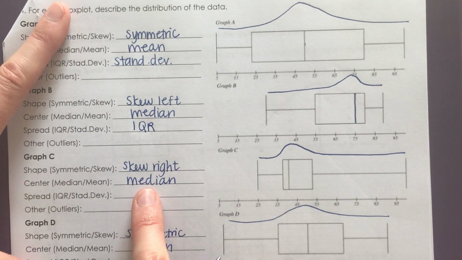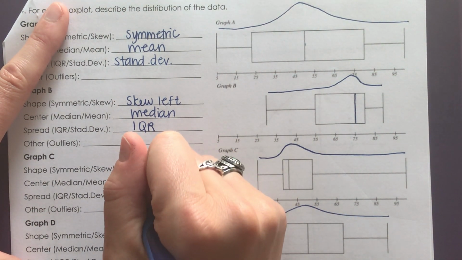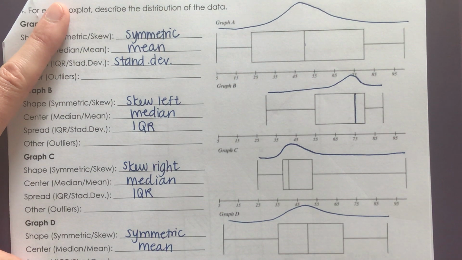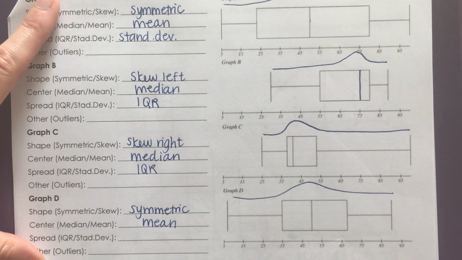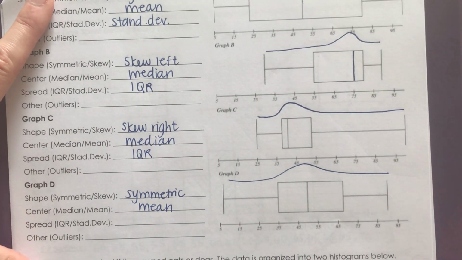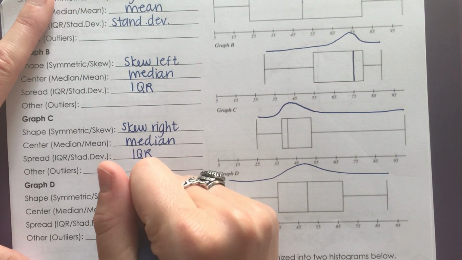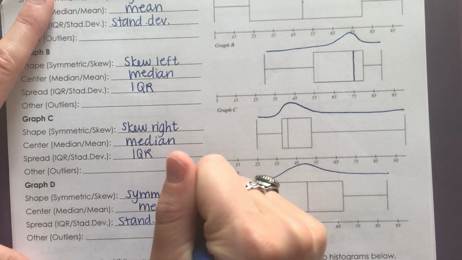Graph C, because again it is skewed, I'll use the interquartile range. And then graph D, because it is symmetric, I will use the standard deviation.